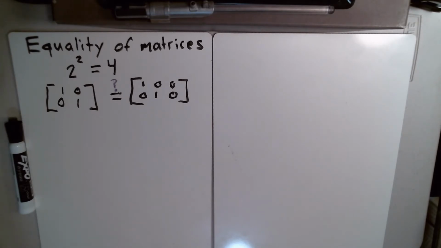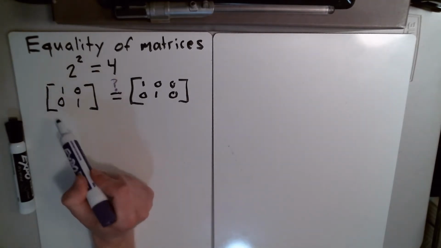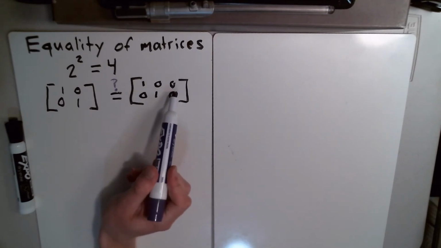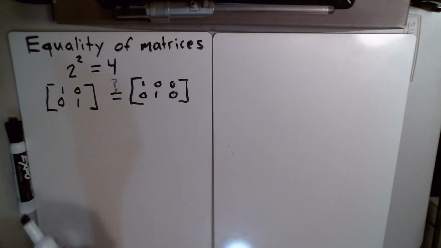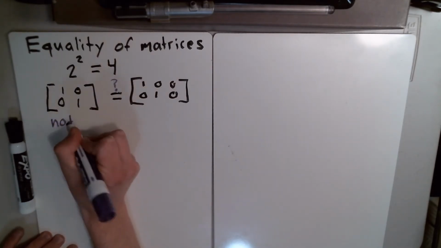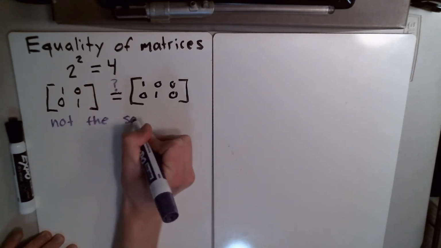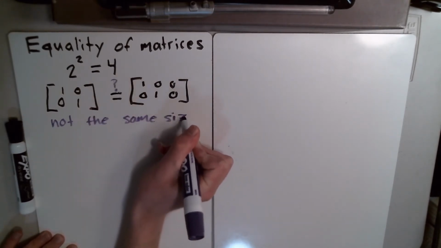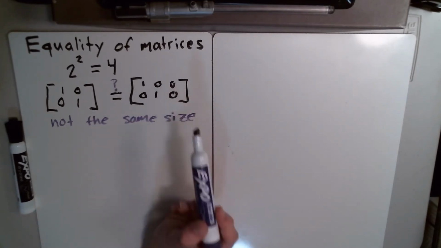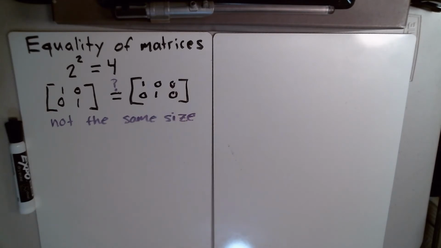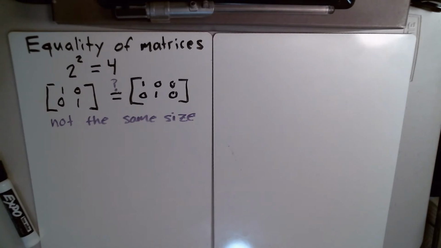And just looking at that, we're kind of like, well, I guess they have an equal part inside of them, but are they the exact same matrix? And no, they're not. These are not the same size. They're not even the same size, because this one has this extra column here. So these we would say are not equal. To be equal, they need to be the exact same matrix.